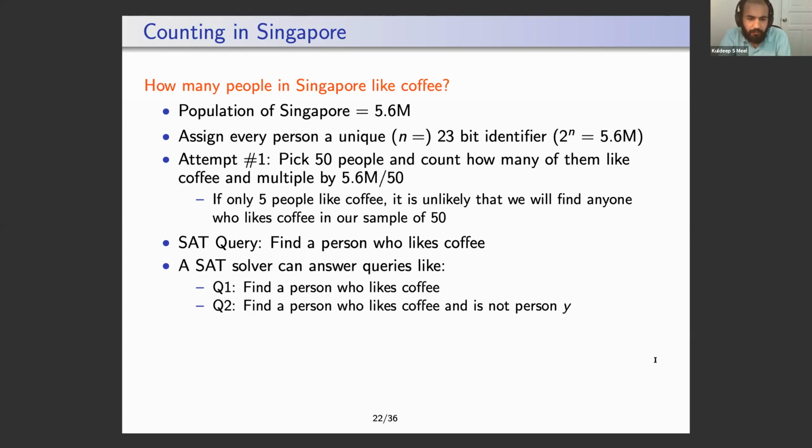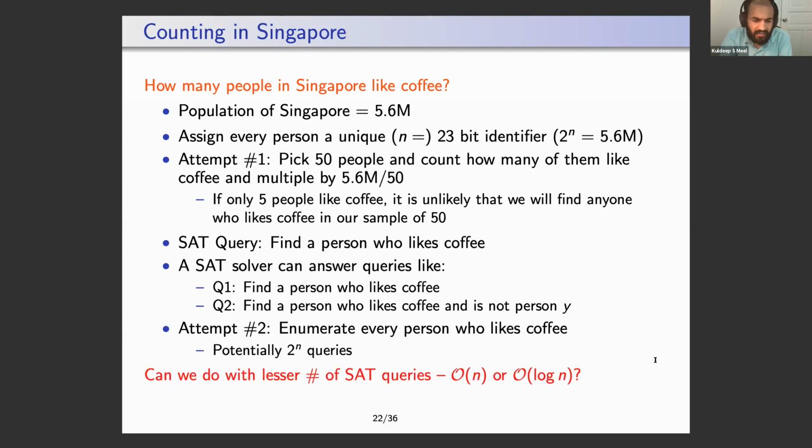So if there are only 5 people, then the idea is simple. You ask for person 1, then person 2, person 3, person 4, person 5, and you are done. But what if everyone likes coffee? So the idea about just using a set solver and making all the queries would not work really well in practice. So essentially, the real question that we have to handle here is, can we do it with a lesser number of set queries? Can we make maybe a linear number of or logarithmic number of set queries?